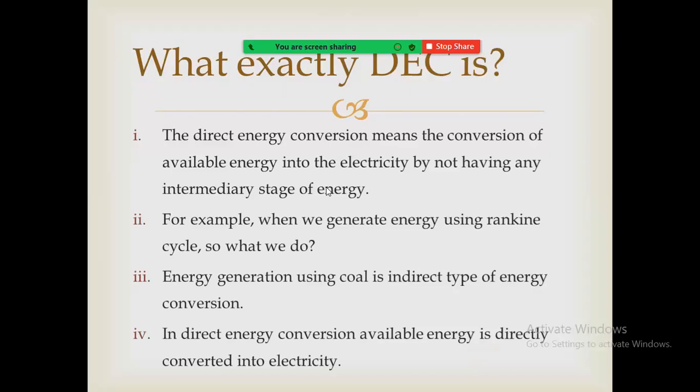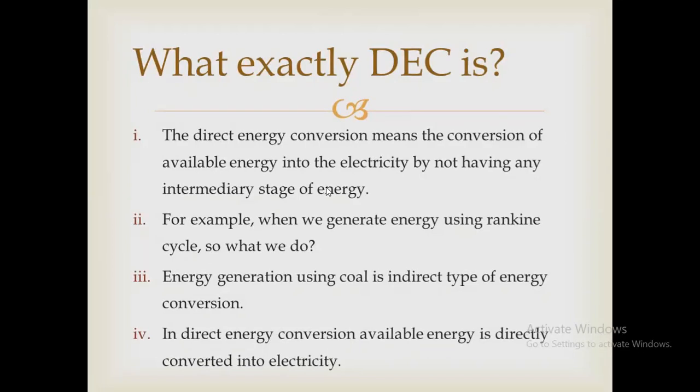What exactly is DEC? DEC is nothing but direct energy conversion. Direct energy conversion means converting the available energy into electricity directly, without the use of any other media, that means without any intermediary stages. The conversion of available energy into mechanical energy and then again mechanical to electricity is not followed in this case.